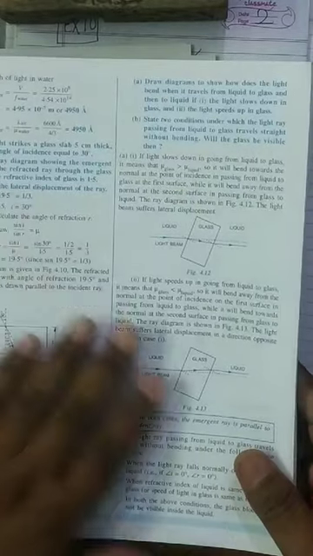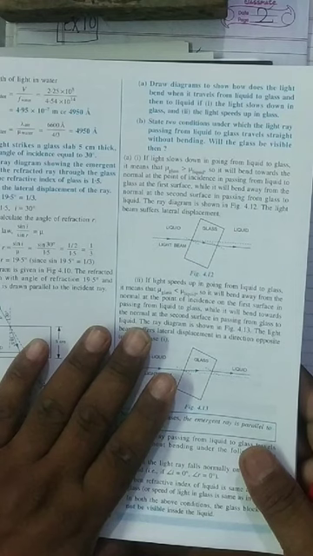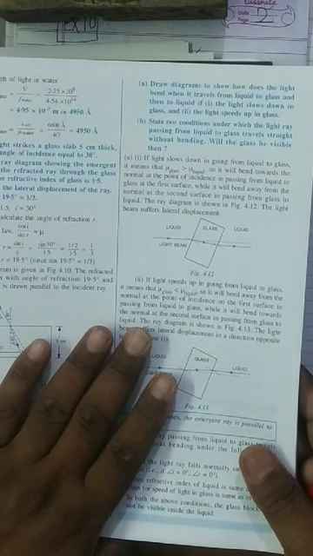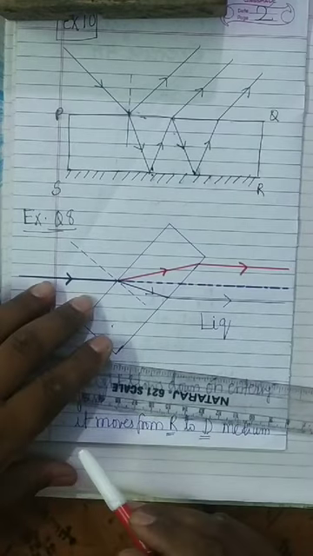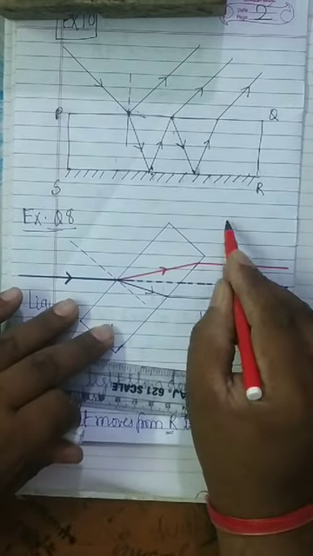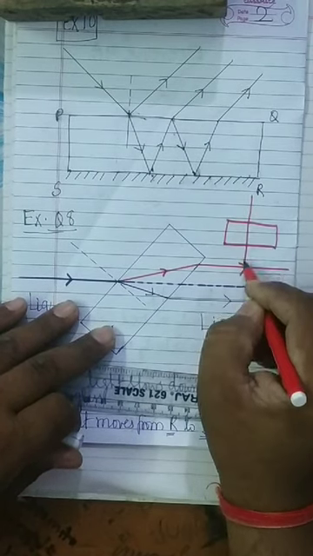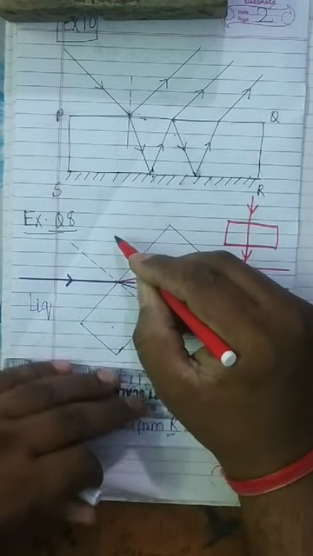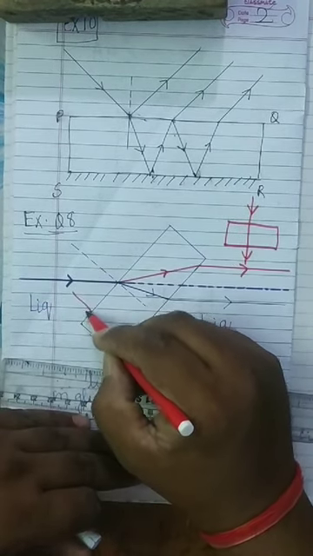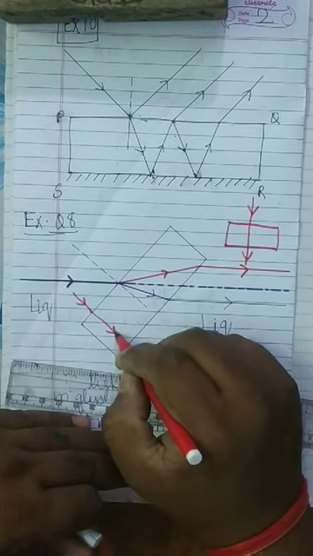It's clear. Then you can see here, state two conditions under which light ray passing from liquid to glass travels straight without bending. It's clear. So as you know that there are two conditions of no refraction. What are the two conditions of no refraction? When a ray of light falls perpendicularly to the surface separating both mediums. So when a ray of light is falling perpendicularly to the glass block, what will happen? It will pass undeviated.